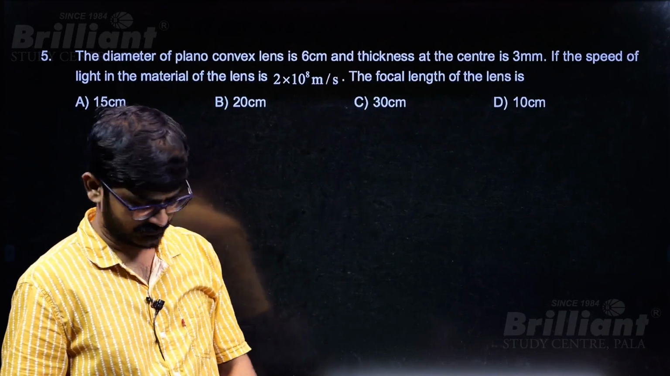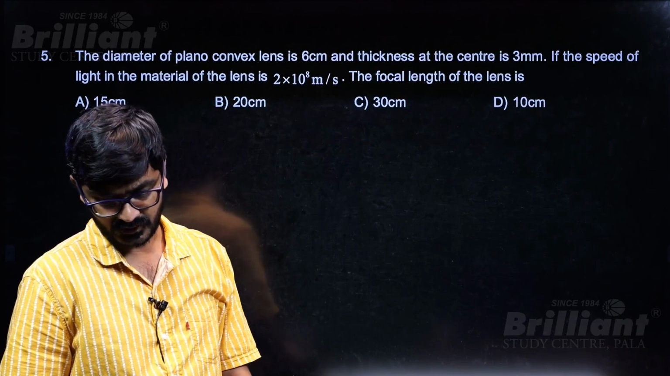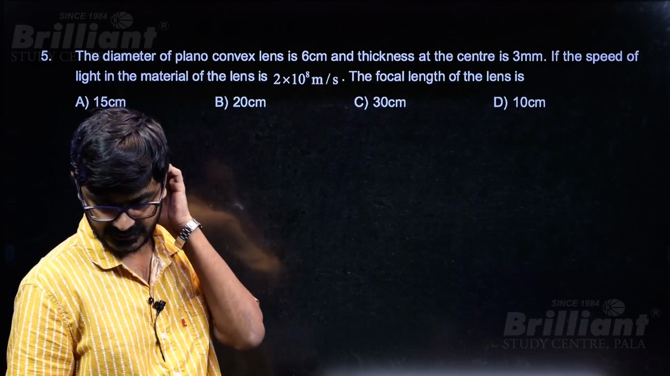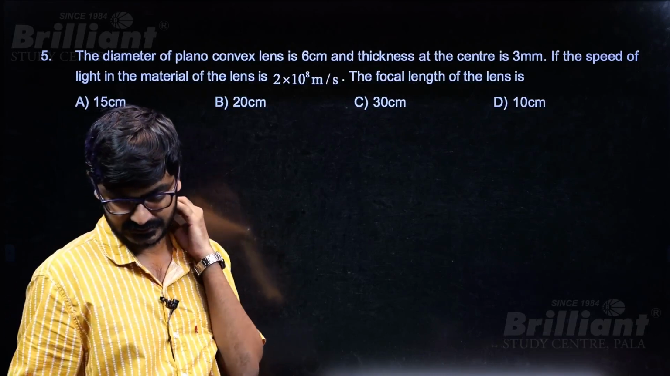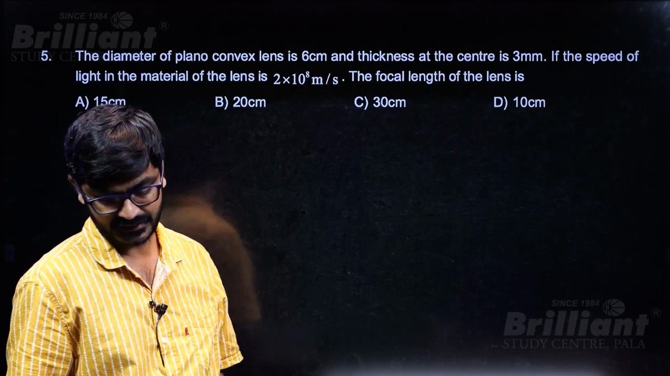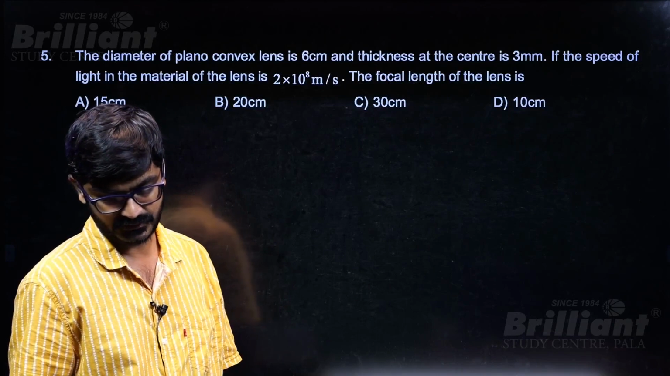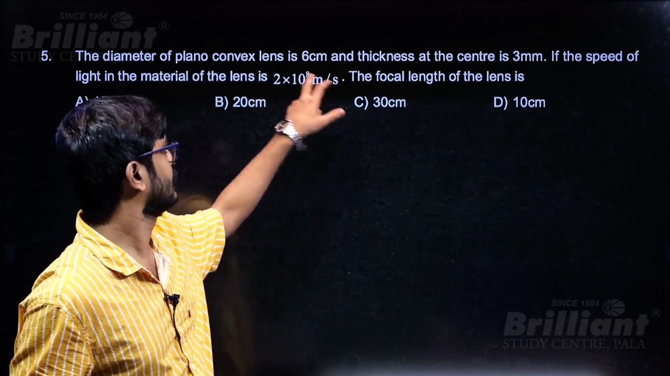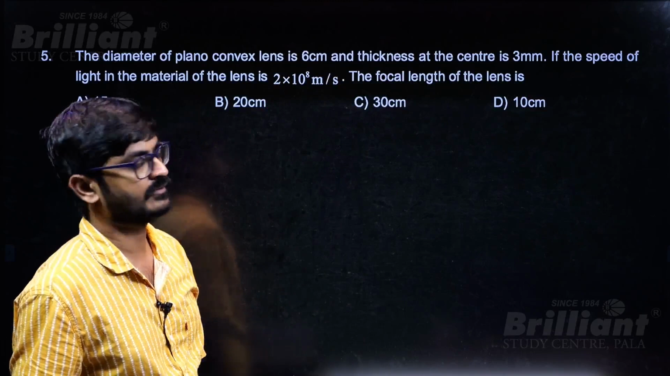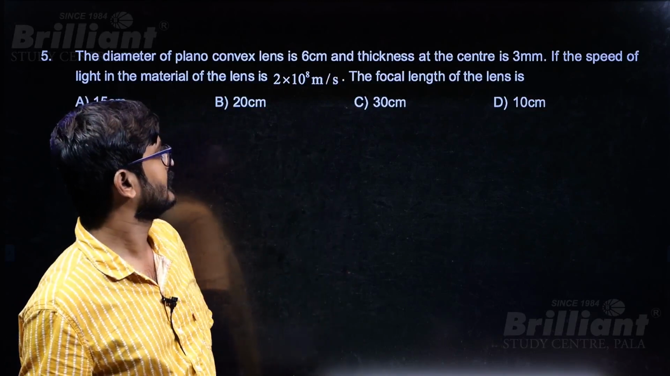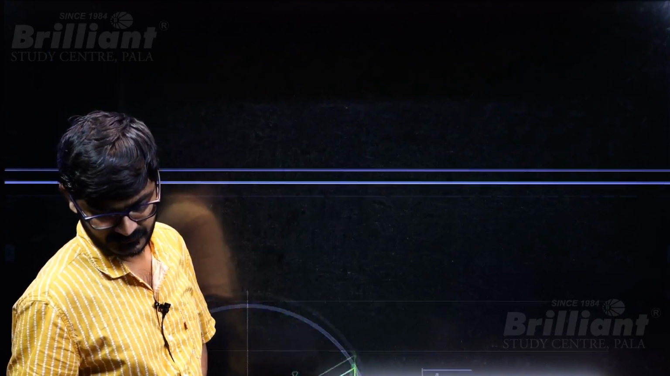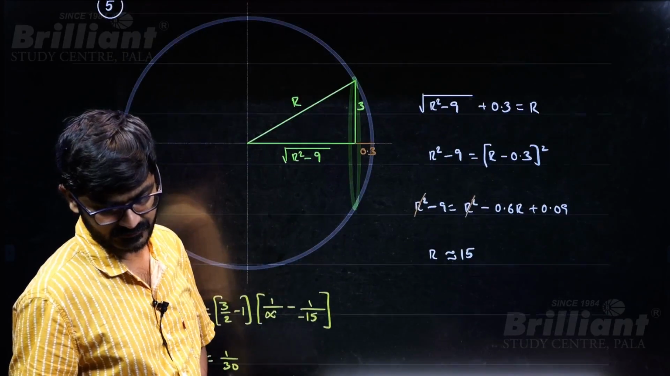Now going to the next question. The diameter of a plano convex lens is 6 centimeter and the thickness at the center is 3 millimeter. Thickness is very small, thin lens. If the speed of light in the material of the lens is 2 into 10 power 8, find the focal length of the lens. So the speed of light is given. From there you can find the refractive index to be 3 into 10 power 8 by 2 into 10 power 8. So I am taking it for granted, you know the refractive index is 3 by 2.